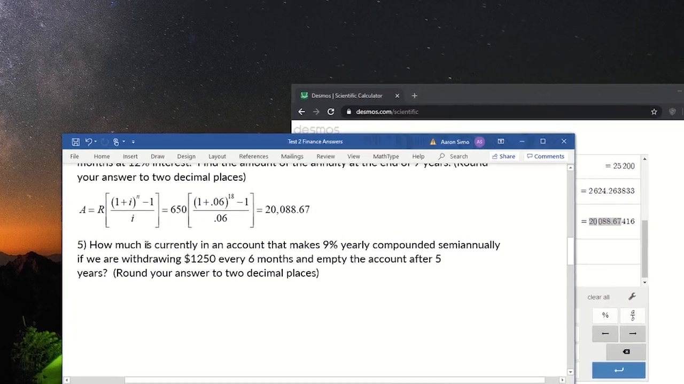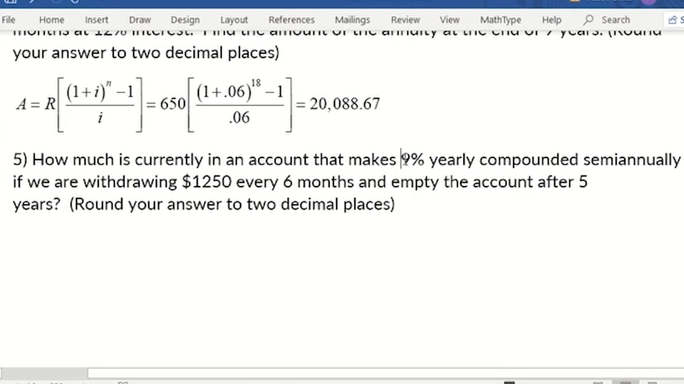Number 5. How much is currently in an account that makes 9% yearly compounded semi-annually if we are withdrawing $12.50 every 6 months and empty the account after 5 years? Okay, what's going on here? We're withdrawing $12.50 every 6 months, so that looks like a recurring payment for sure.